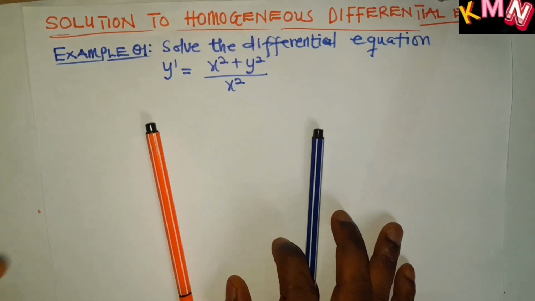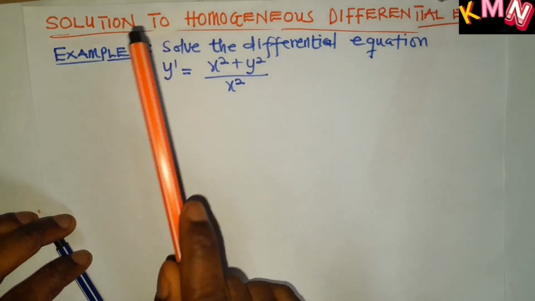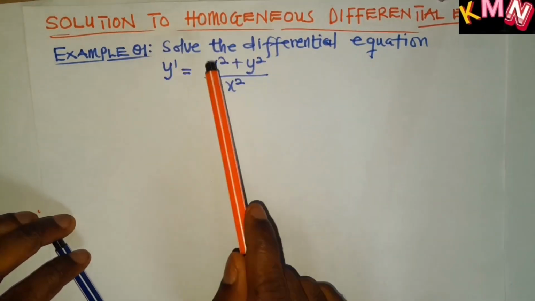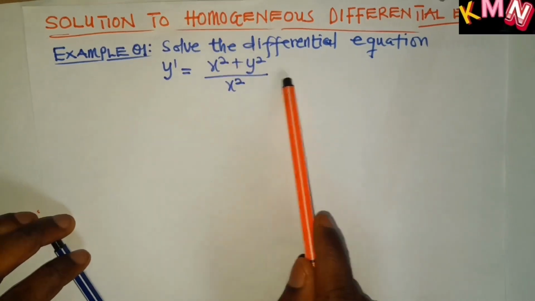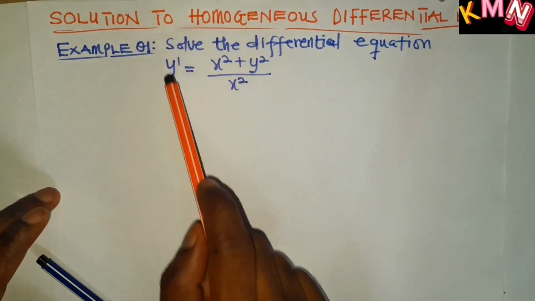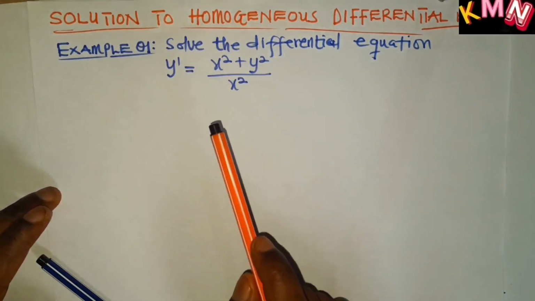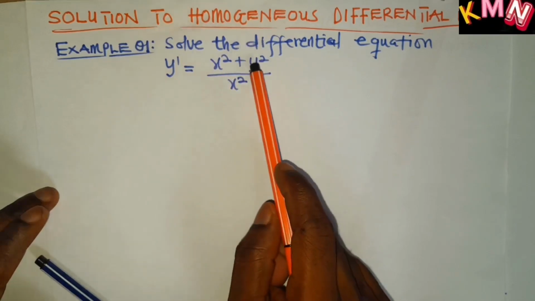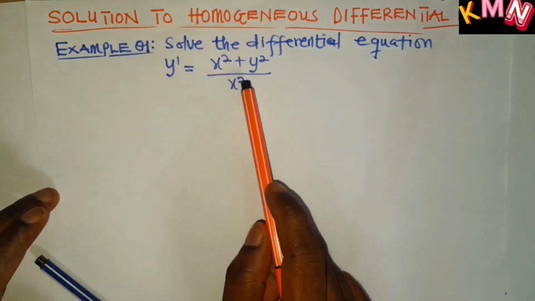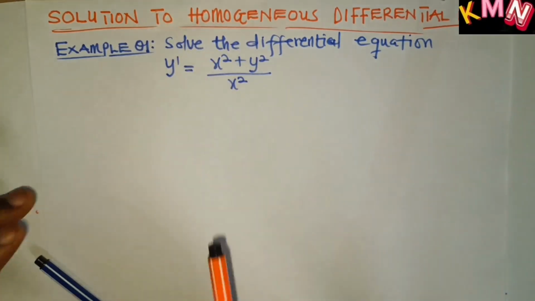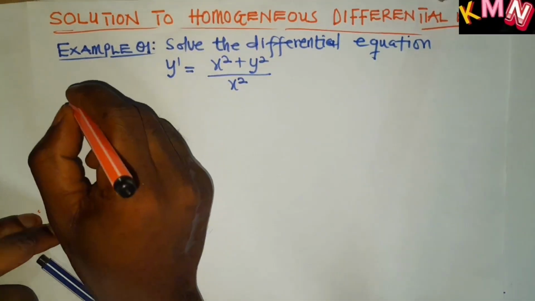Let's start. Our problem here says solve the differential equation y prime equals x squared plus y squared all on x squared. First of all, you can see clearly that this is a homogeneous differential equation, because when you test it, put lambda in, x squared will be lambda squared. When you factor, lambda squared also comes out, and the degree will be what? 0. So it is a homogeneous differential equation.